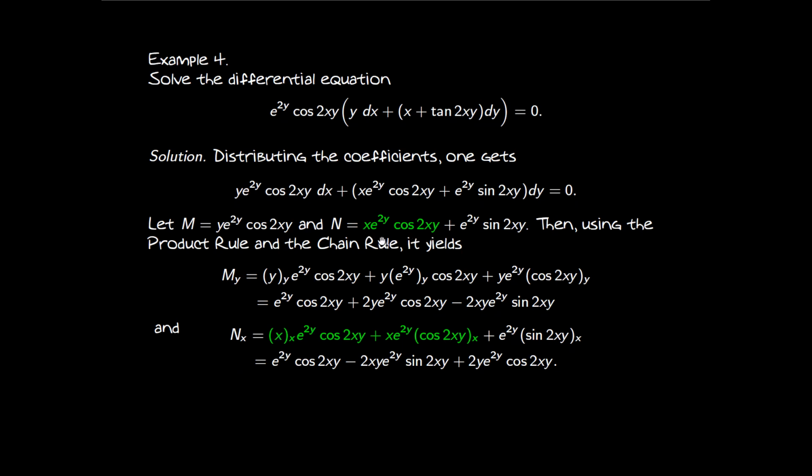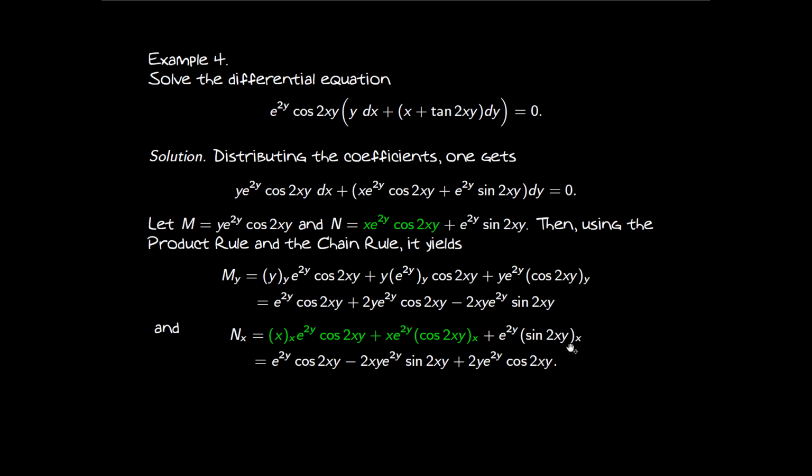Although this is a product of three functions, when you do the x derivative, you're going to consider the e to the 2y as a constant. Okay, so that's why we have only two terms. And for the second term here, although we have two terms, once again, because the e to the 2y is a constant, you only need to worry about the derivative of the sine 2xy.